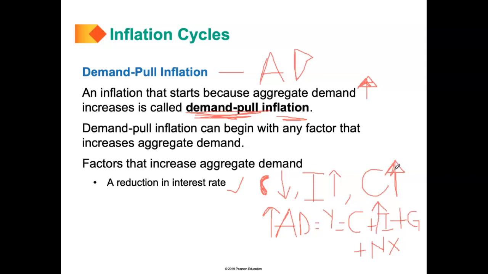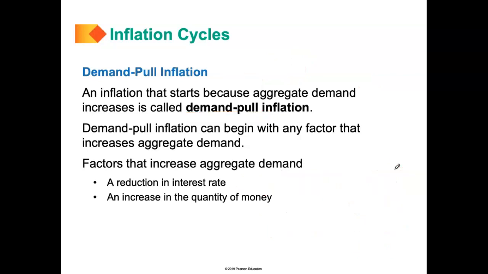Another factor that increases aggregate demand is an increase in the quantity of money. When the quantity of money, MS, which is money supply, increases, there's more money in the economy. People gain more money because you've printed more money, and they feel more wealthy.